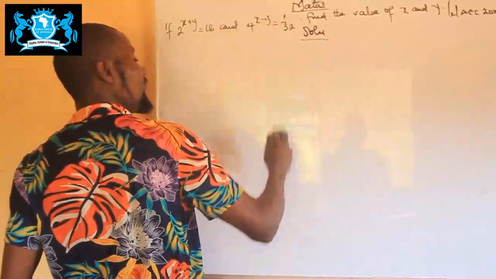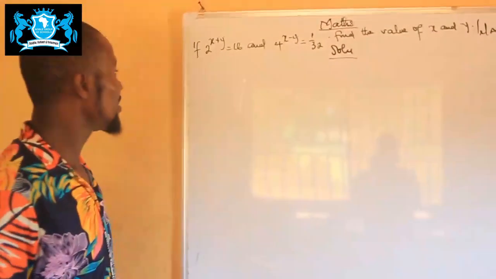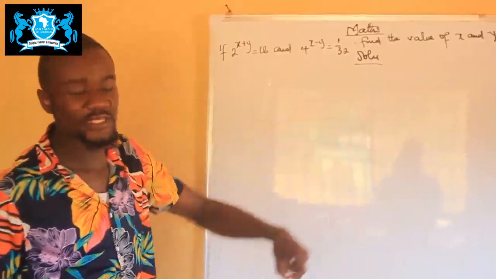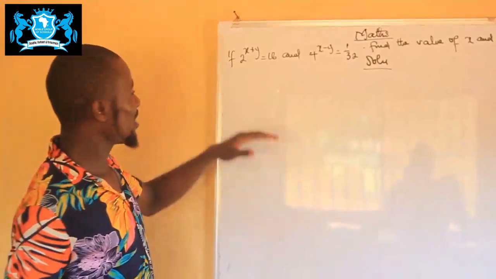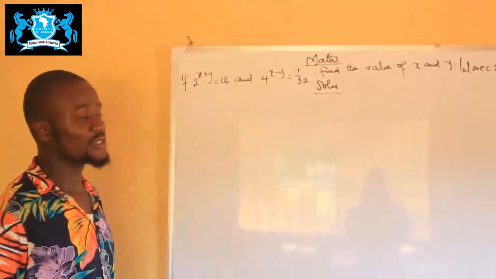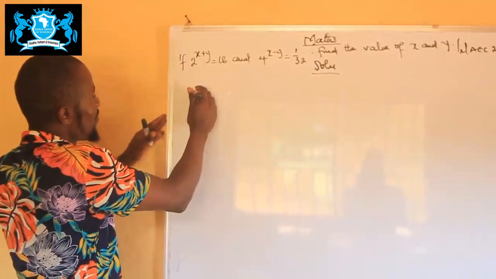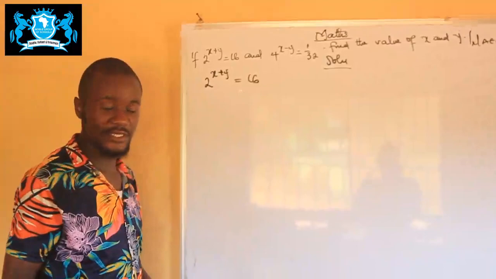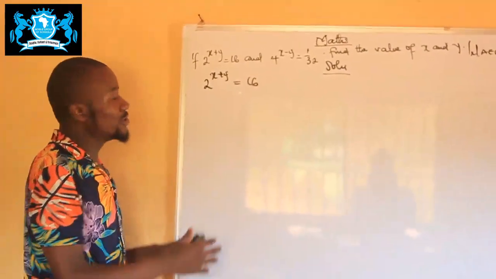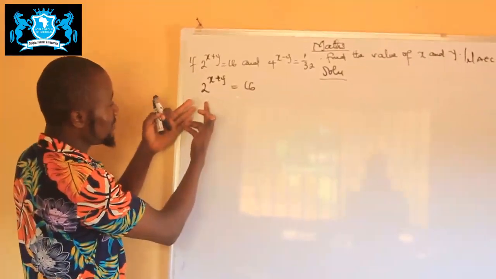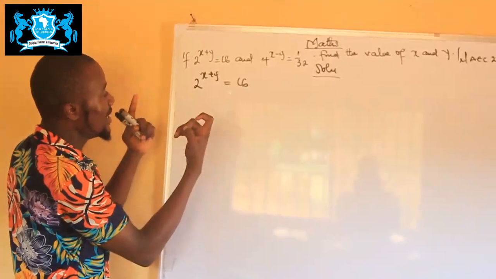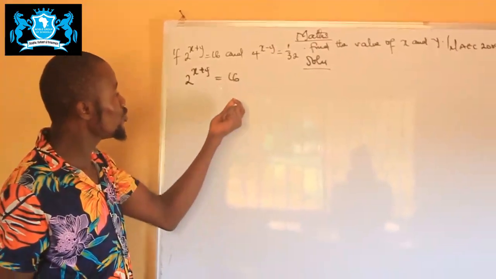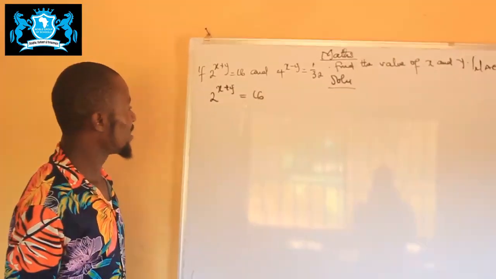Now, if you are familiar with indices questions, you should know that this question is a simultaneous linear equation in form of indices. So first of all, we are going to analyze each segment one after the other. Let's start with this one. We have 2 raised to the power x plus y is equals to 16. Now, we have the mindset that we have 2 here. Now, this 16, we should be asking ourselves which number can we use to break 16 down? And what is the number?